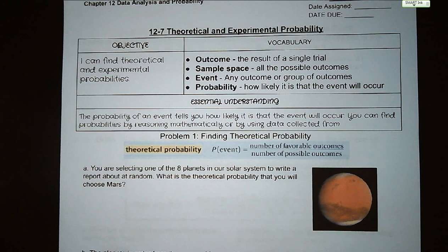Hi guys, welcome to lesson 12.7, Theoretical and Experimental Probability. This is the penultimate, or second to last, lesson in algebra this year. Our objective for today is that I can find theoretical and experimental probabilities.